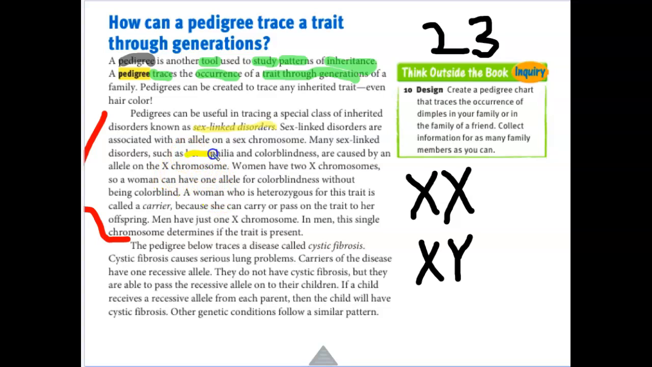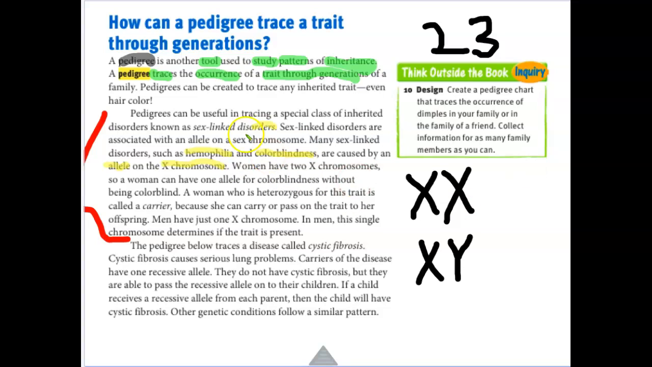So you definitely need to know what hemophilia is. Hemophilia and colorblindness, all right, they're going to be found on the allele that is on the X chromosome. So let's talk about hemophilia for a second.